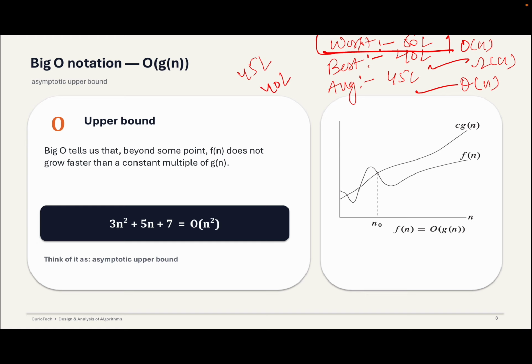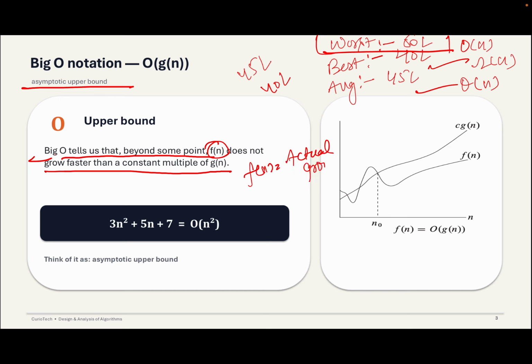What big O notation means is that it is an asymptotic upper bound. Upper bound means it gives you a bound which the actual growth will not cross. Big O tells us that beyond some point, f(n) does not grow faster than a constant multiple of g(n). Now, what are this f(n) and g(n)? This f(n) represents the actual growth, and c·g(n) represents the referential growth.